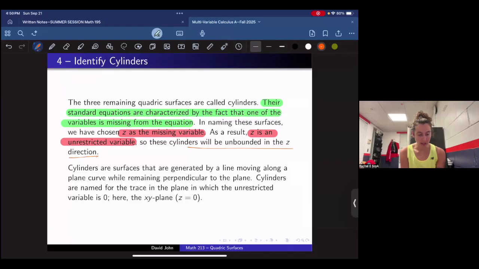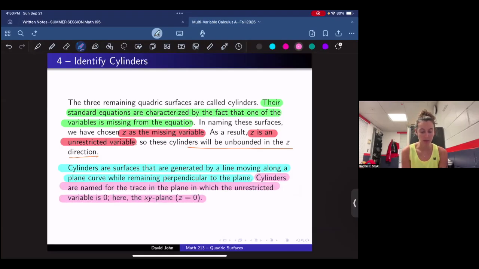Cylinders are surfaces that are generated by a line moving along a plane curve while remaining perpendicular to the plane. We've seen cylinders ever since grade school. And cylinders are named for the trace in the plane in which the unrestricted variable is 0. So in the xy plane, our z is 0.